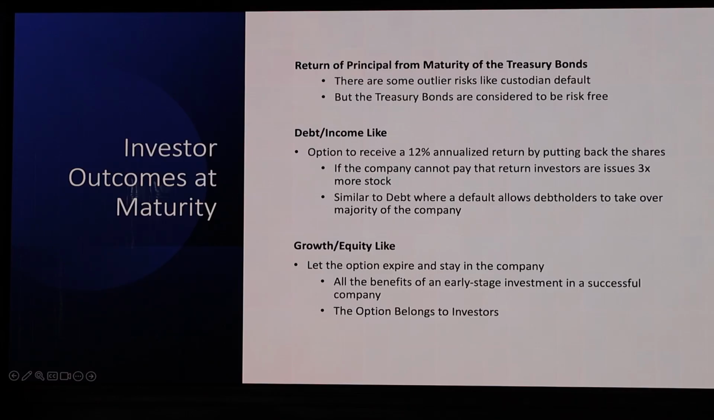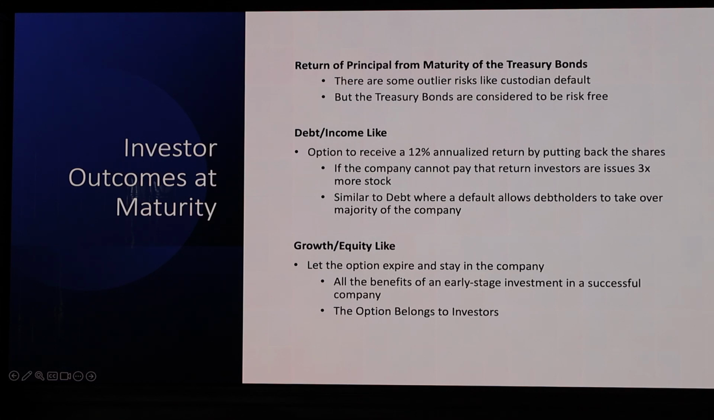We expect that principal will be returned from the treasury bonds. And then there are a series of options that the investor has to effectively put back the investment in XChange Place assets and to receive approximately a 12% annualized return. So in that sense, it's like an income structured note because we're targeting a 12% return for investors at the end of 5 years. They put back their shares and they can walk away.